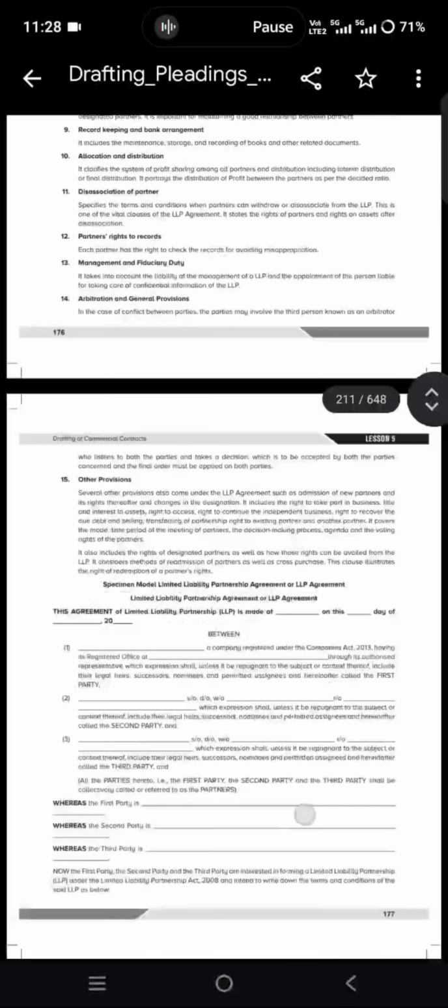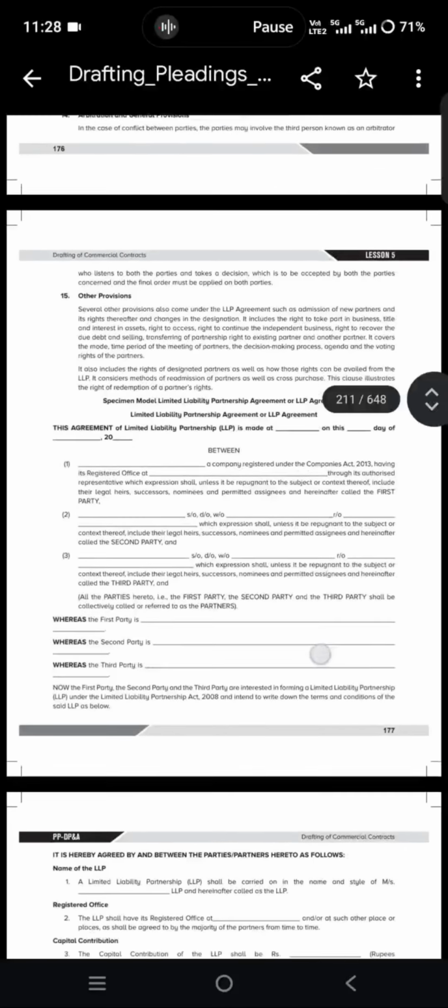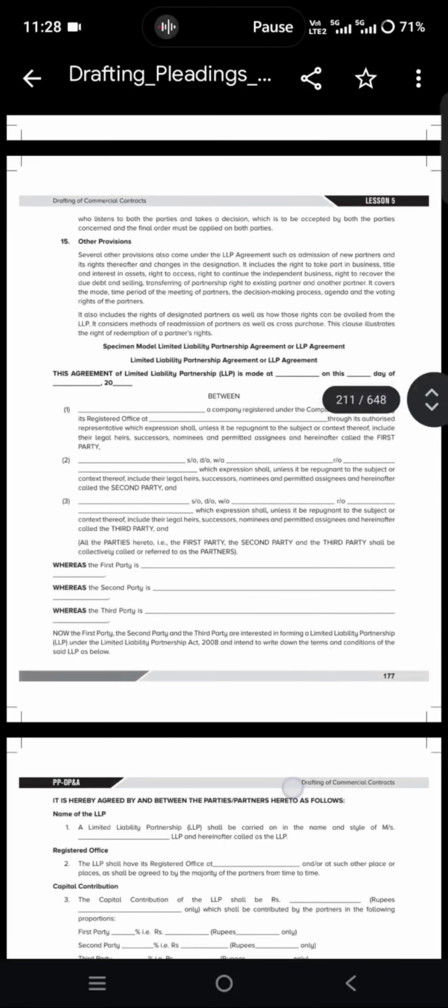Limited liability partnership agreement, LLP agreement. In that, the contents are first the name of the LLP, date of the agreement, and parties to the agreement: name of the parties and date of agreement.